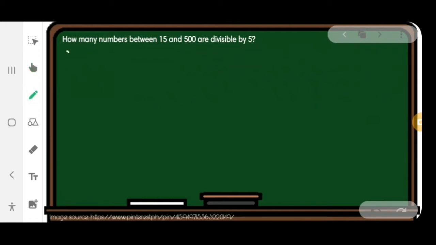So let the common difference be equal to 5. Then our first term is 20. It is not 15 because 15 is excluded. Then 20 is the first number that is divisible by 5 after 15.